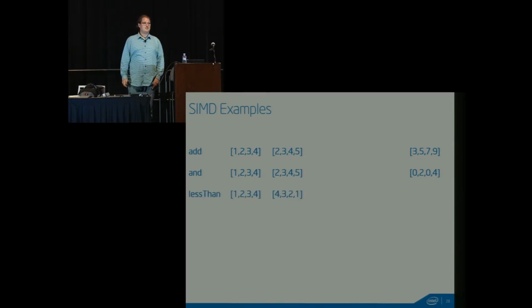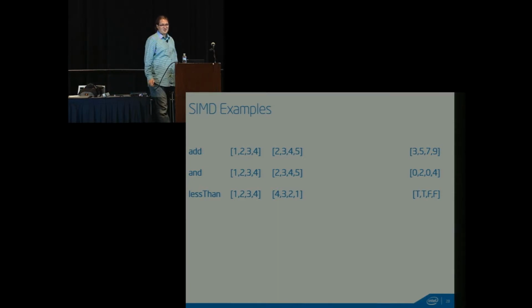You also have comparison operations. So those are somewhat interesting, right? If you do a less than on two vectors, you don't get a single result, but you get actually a vector of results. So if you do the less than here of 1, 2, 3, 4, and 4, 3, 2, 1, you get true, true, false, false. So everything computes on vectors.